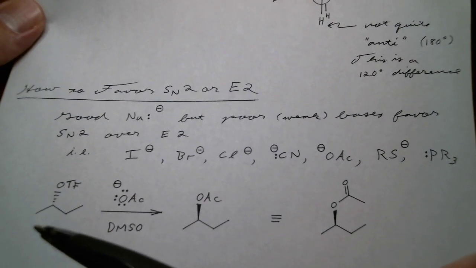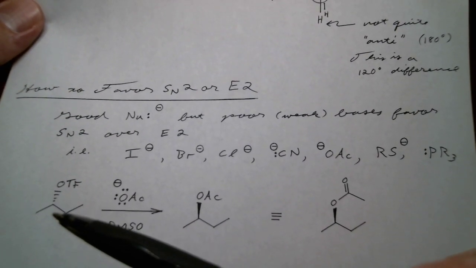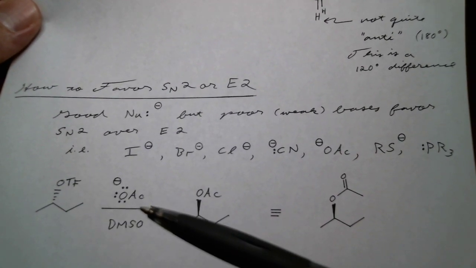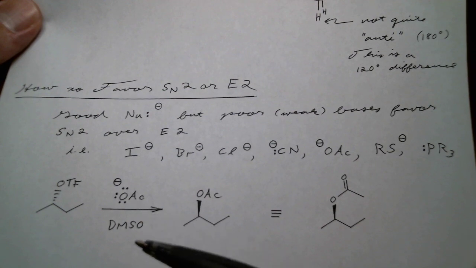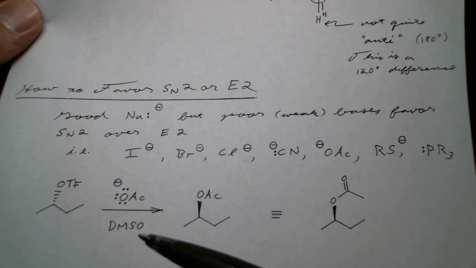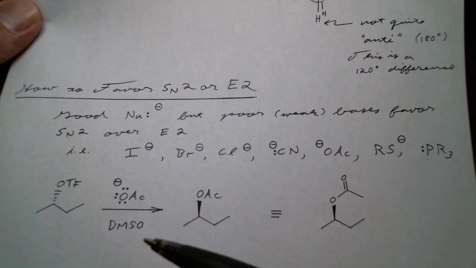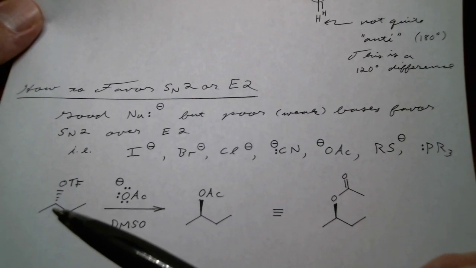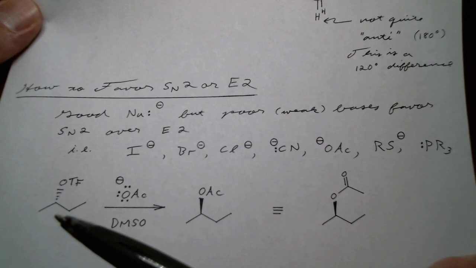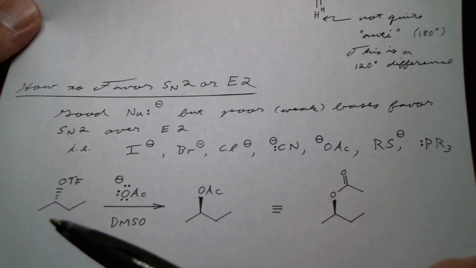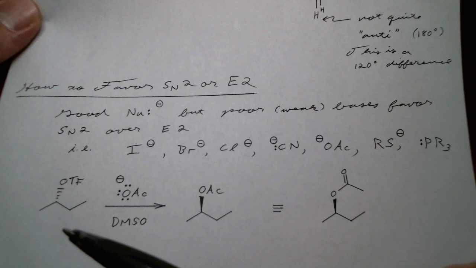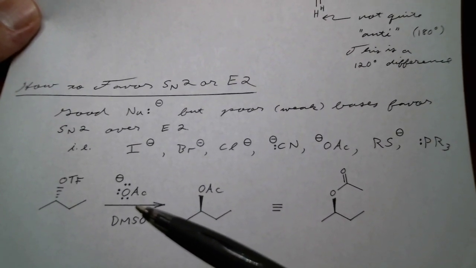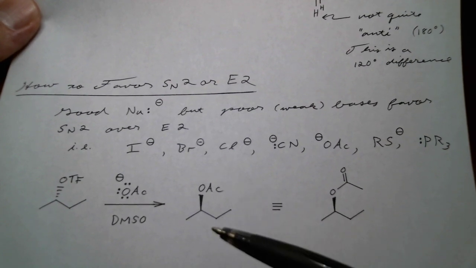So here we have a secondary carbon electrophile with a triflate leaving group. We've got acetate, and we've got a nice polar aprotic solvent. So our acetate is not a strong base, so even though we have a secondary carbon electrophile and SN2 is going to be going slow, we're not going to start favoring E2 because our nucleophile is a weak base. And so we get inversion of stereochemistry.